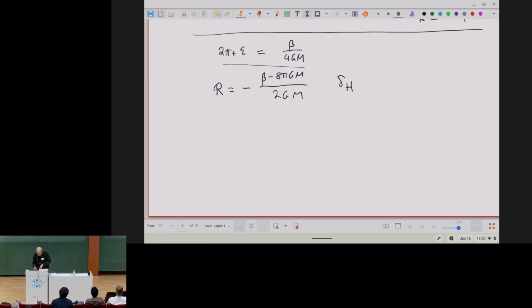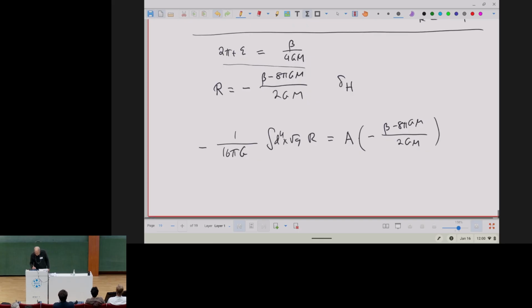And so it contributes minus 1 over 16 pi g integral d4x square root of g times r. So we integrate over the directions normal to the horizon, picking up the delta function with this coefficient, and then we integrate over the horizon. So the integral over the horizon gives us a factor of the area, and the integral over the normal directions gives us this factor minus beta minus 8 pi gm over 2 gm. And there's a minus 1 over 16 pi g already sitting there.